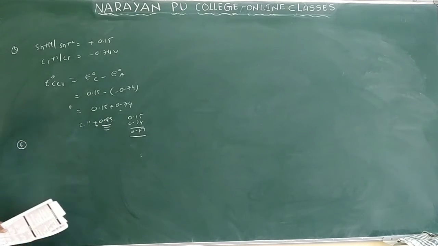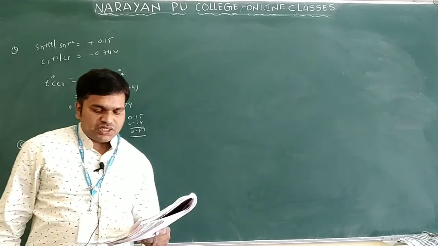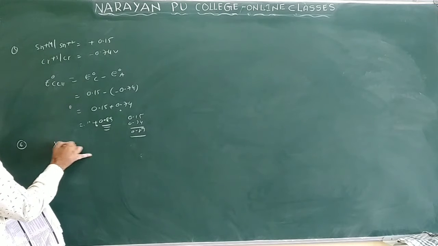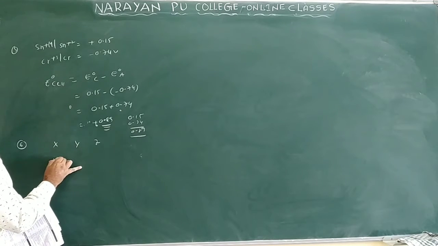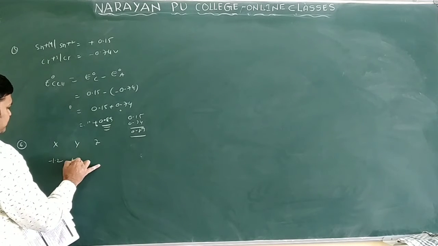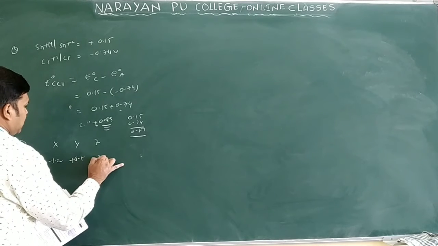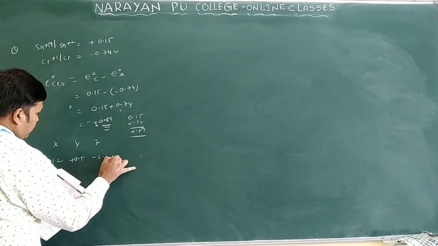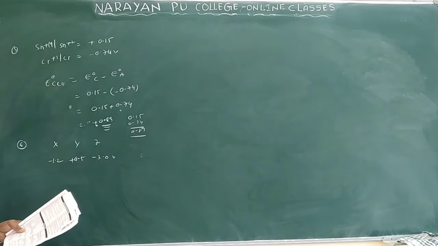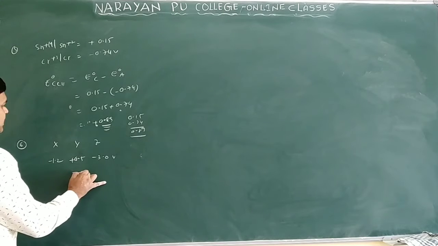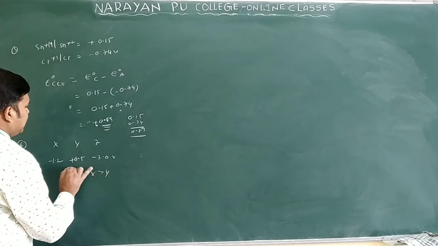Question number 6. The standard reduction potentials of the three metals X, Y, Z are minus 1.2, plus 0.5, and minus 3.0 volts. They are asking about the reducing power of these metals. The more negative, the more the reducing power, so the answer is Z is greater than X is greater than Y.